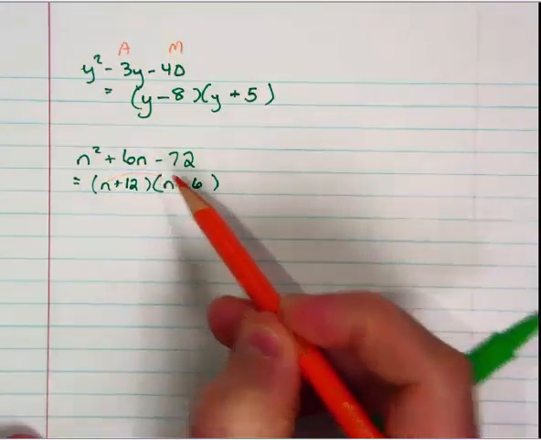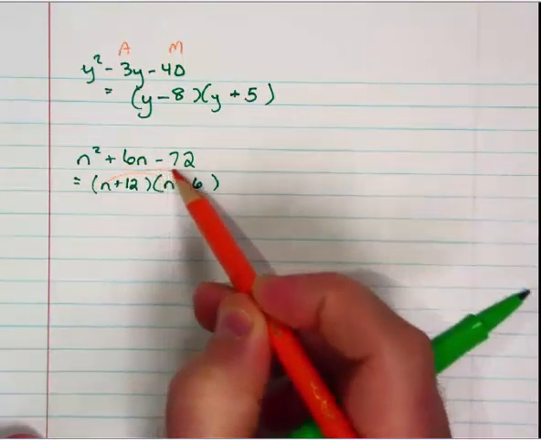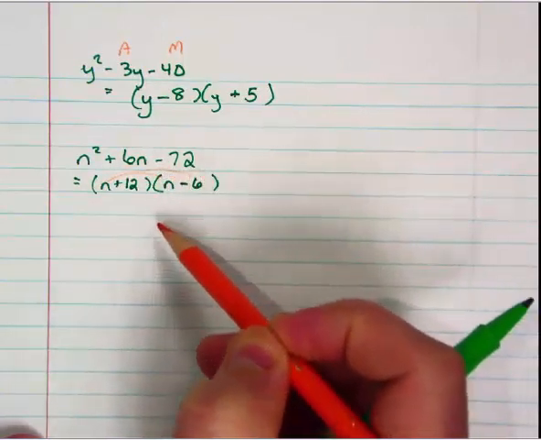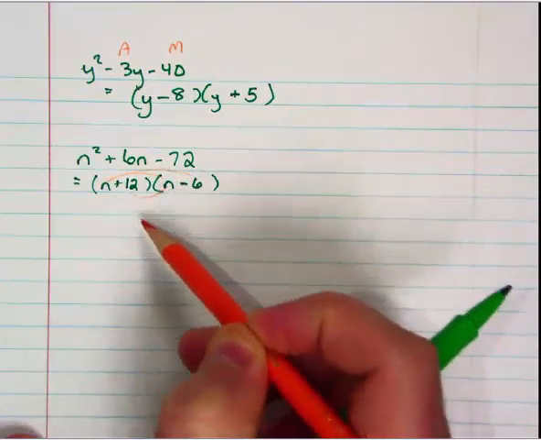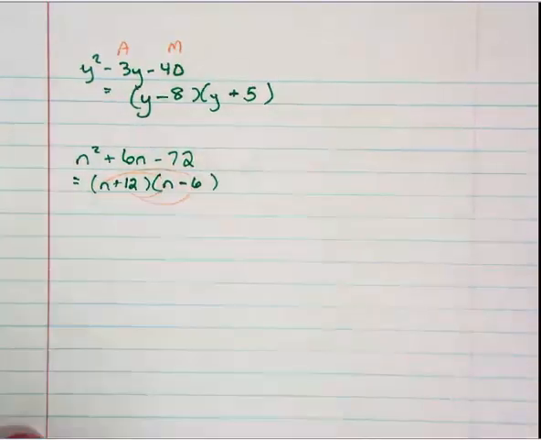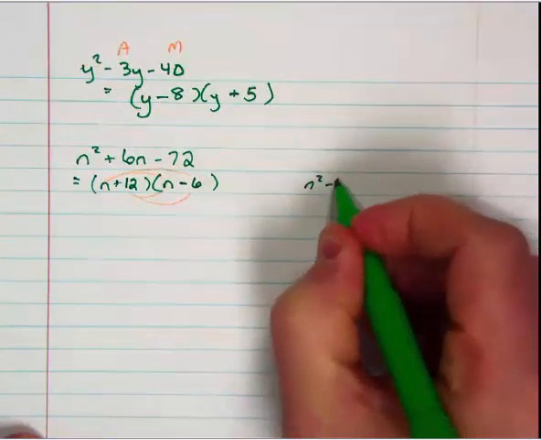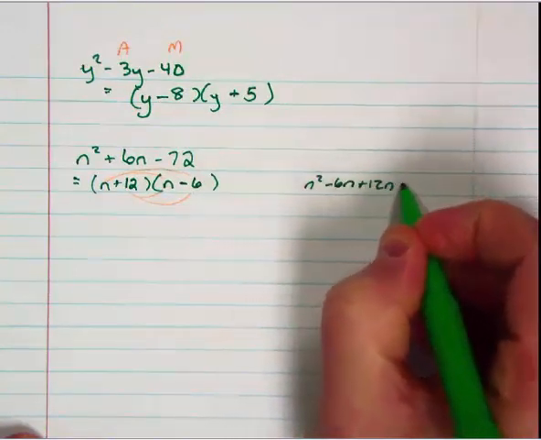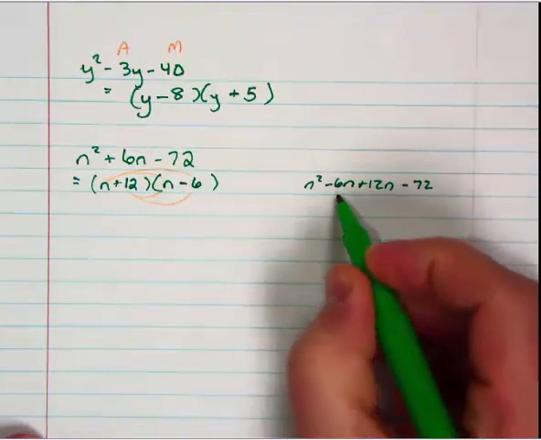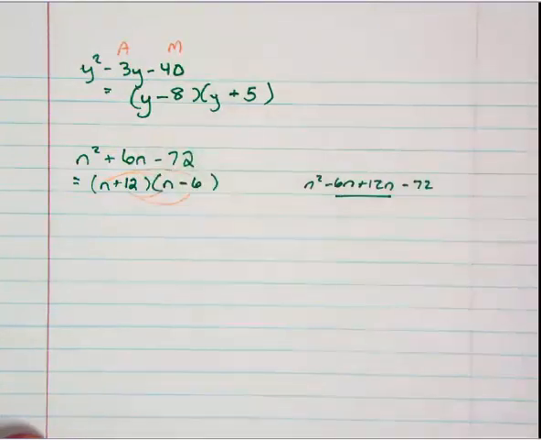N times n is n squared. N times negative 6 is negative 6n. 12 times n is 12n. 12 times negative 6 is negative 72. So that's n squared minus 6n plus 12n minus 72. These go together to give me positive 6n. We had it right. Okay?